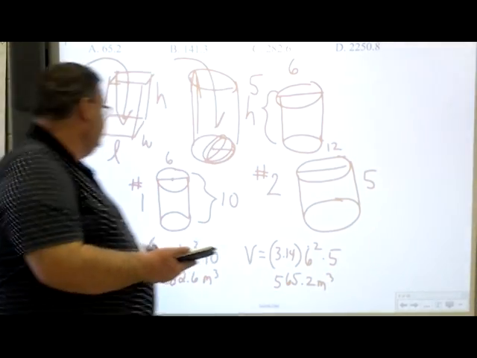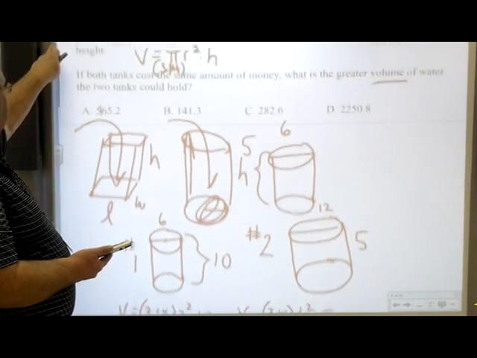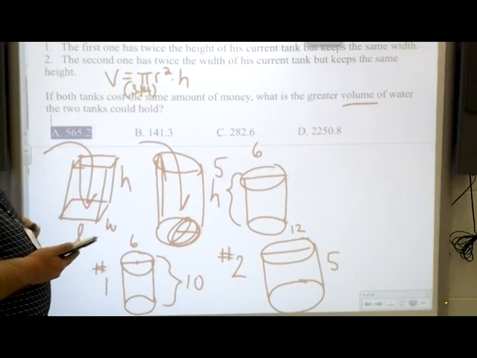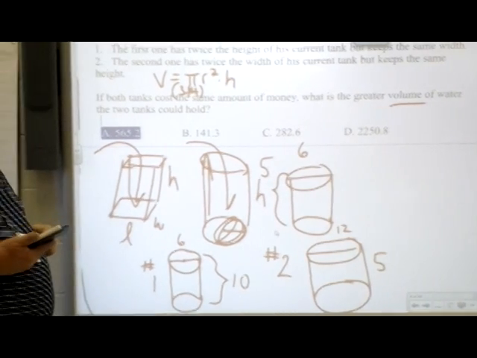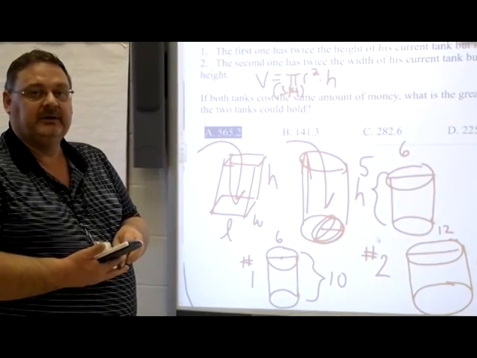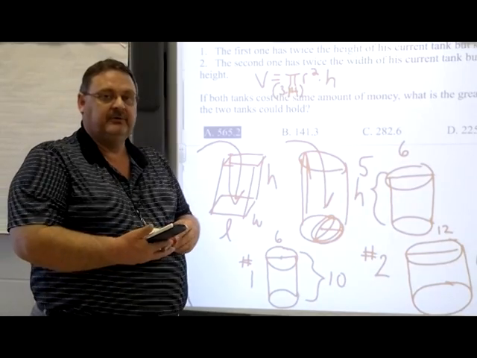meters cubed. Going back up, looking at our choices. The one that holds the greater volume would be A, 565.2. Of course, the unit's not here on the answer, but we know it would be there in meters cubed.